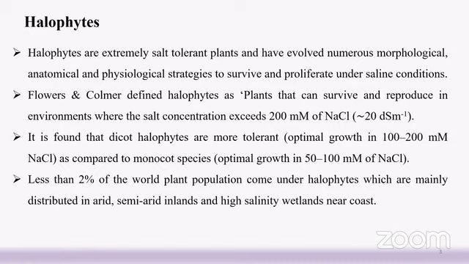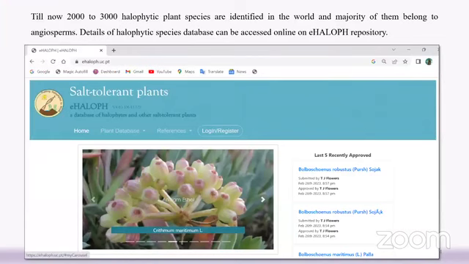Less than 2% of the world plant population comes under the halophytes, which are mainly distributed in the arid, semi-arid inlands and high salinity wetlands near the coast, because these are the areas where the saline lands are found mostly. Till now, more than 2,000 to 3,000 halophytic plant species are identified in the world, and the majority of them belong to the angiosperms. Details of the halophytic species database can be accessed online on the eHalo repository.